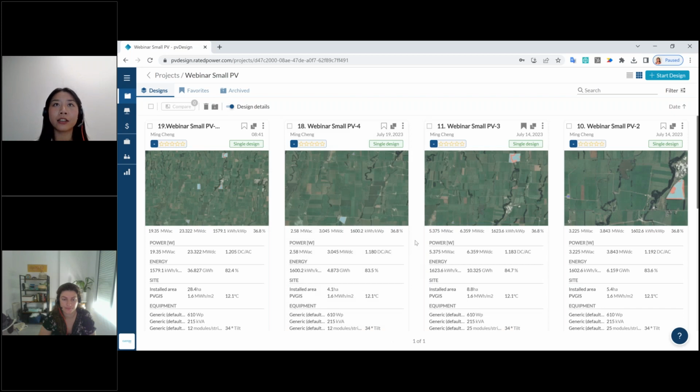We are considering how pvDesign can help you to develop smaller size PV plants, not only considering the capacity, but also maybe complex terrain or a portfolio of different small sites that are actually connected to each other. So let me introduce you to the designs that I've prepared one by one.